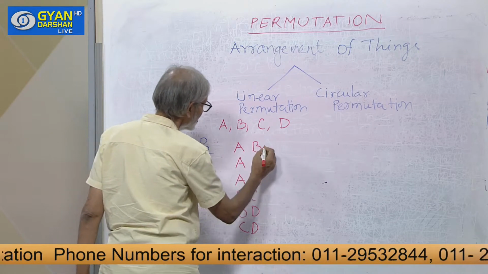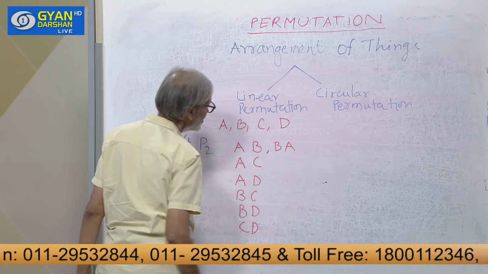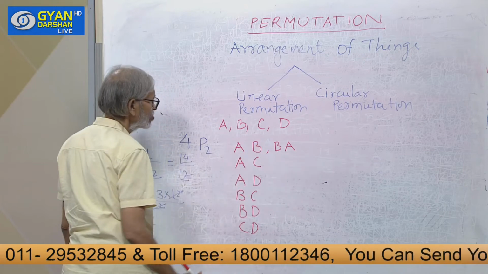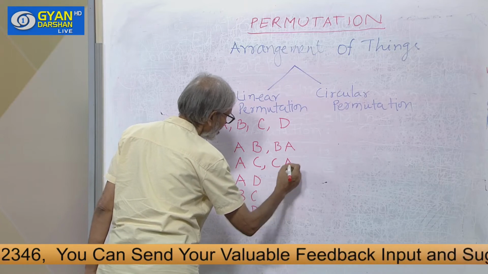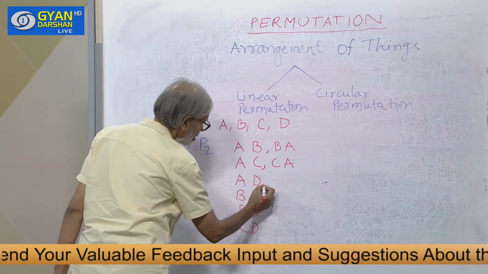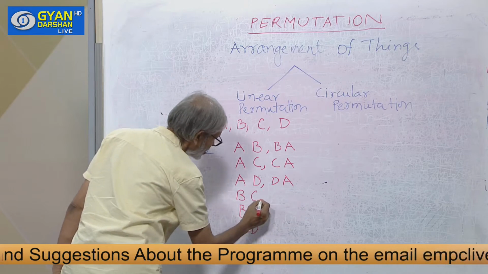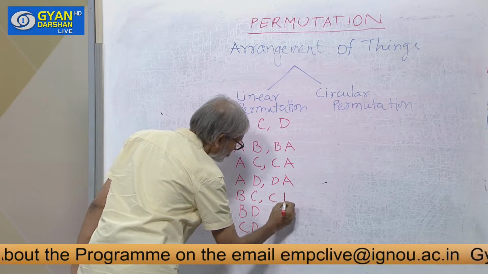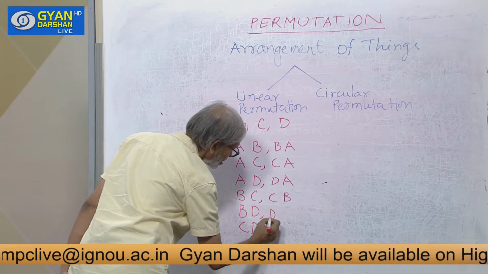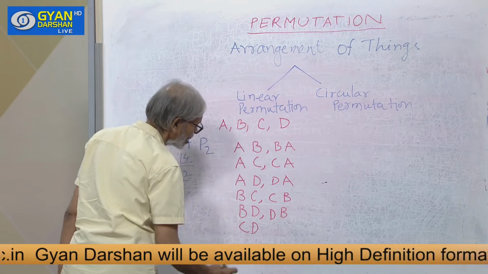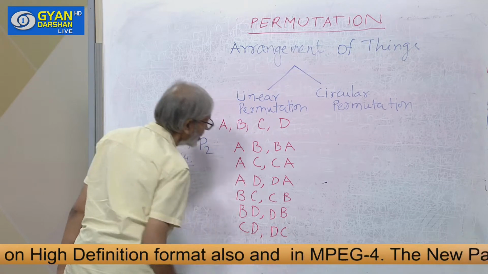Now, if A and B is here, so B and A will also be an arrangement. You just reverse their position. So, it will be A and C is there. So, C and A, C A will be another arrangement, A D, then D A will be another arrangement, B C, then C B is another arrangement, and B D, then D B another arrangement, C D, then D C will be another arrangement.